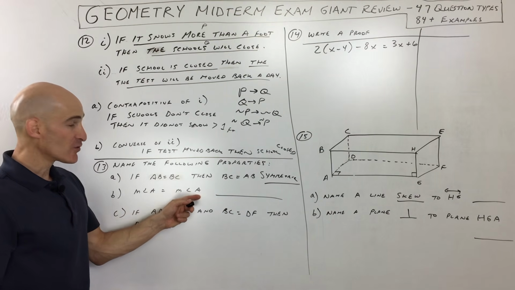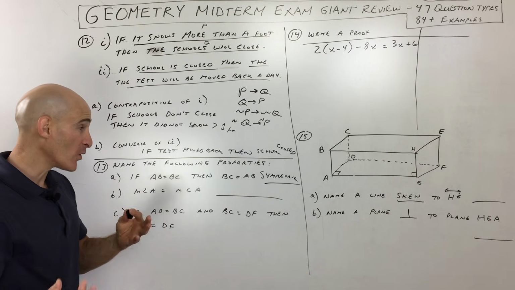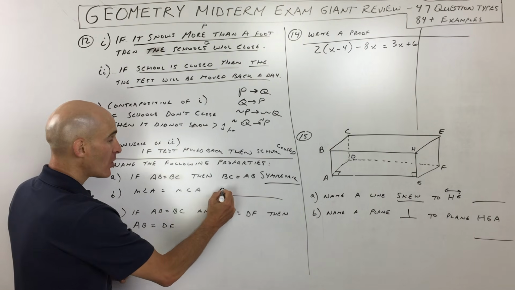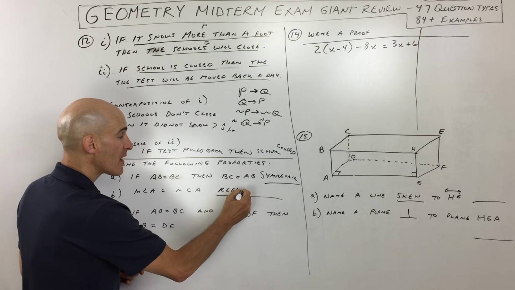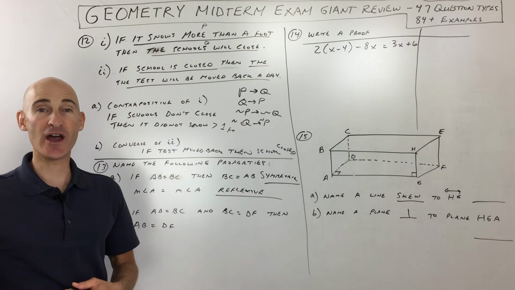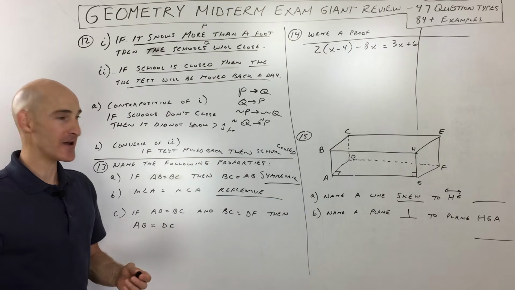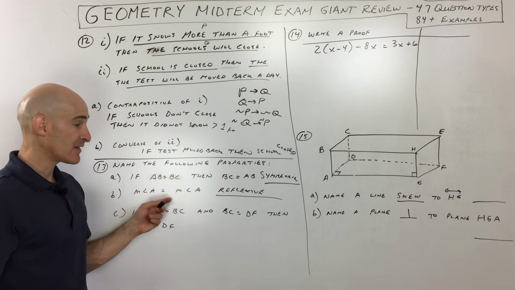Measure of angle A equals measure of angle A. Well, obviously anything's going to be equal to itself, right? But what's that called? That's called the reflexive property. And you can remember that. It's like looking in a mirror. You're the same height in the mirror as you are in real life, unless it's some kind of convex or not a flat mirror. Okay, so reflexive, anything is equal to itself.